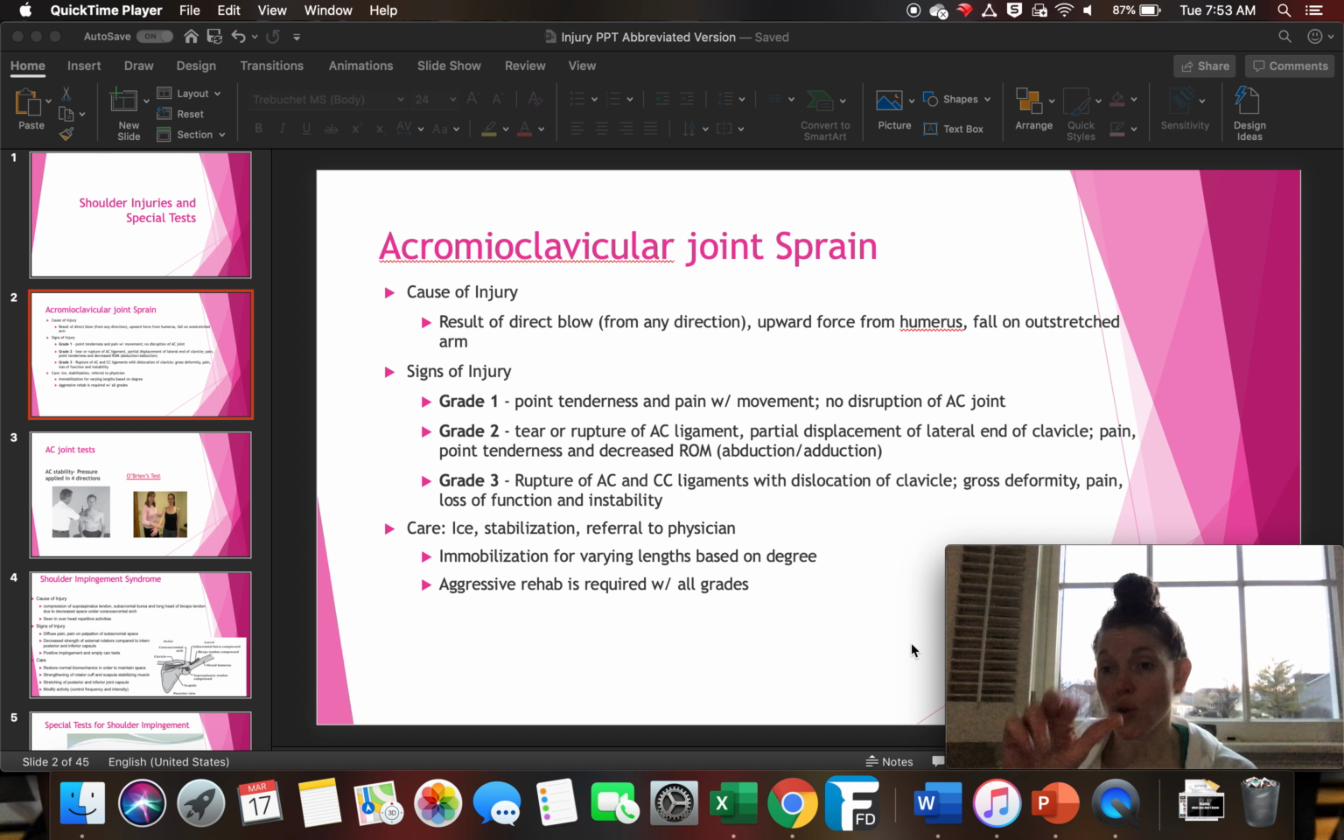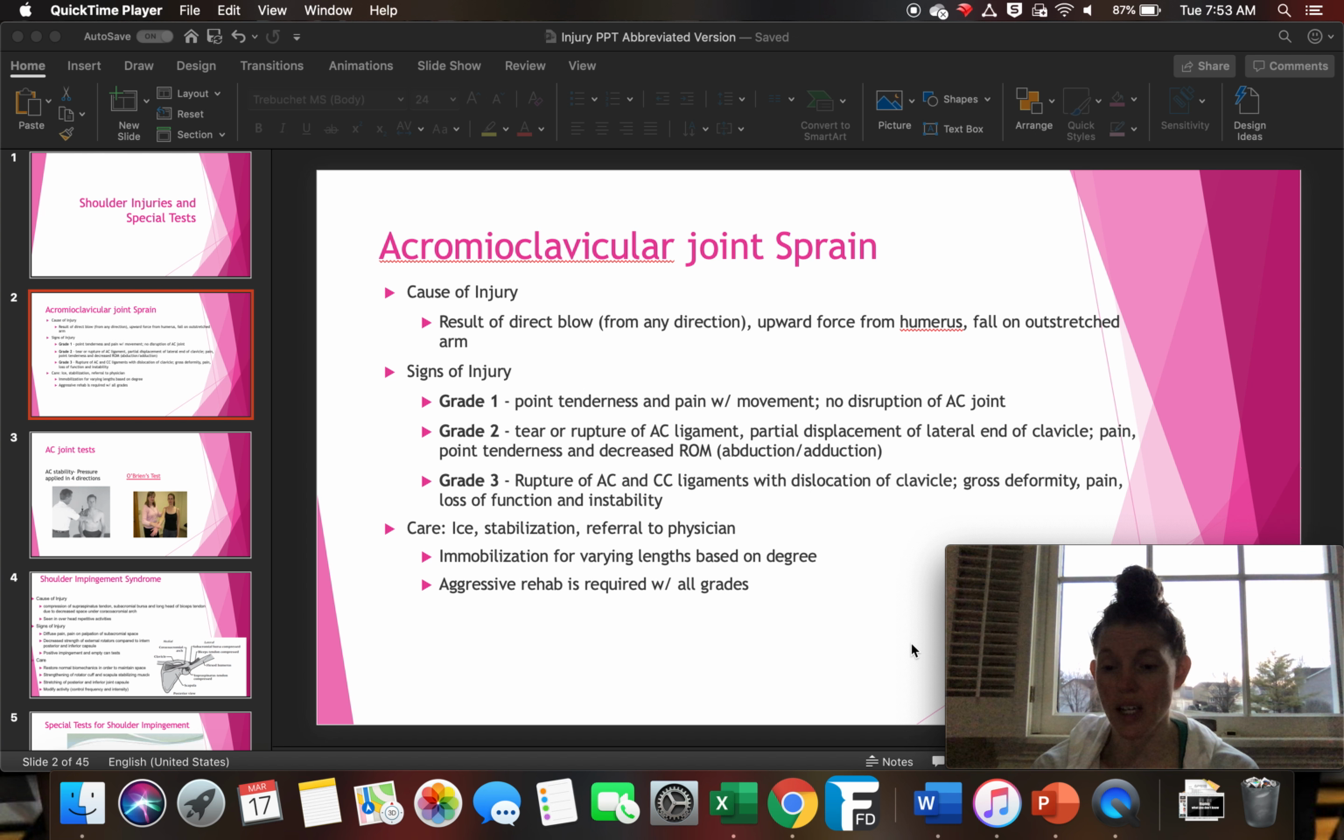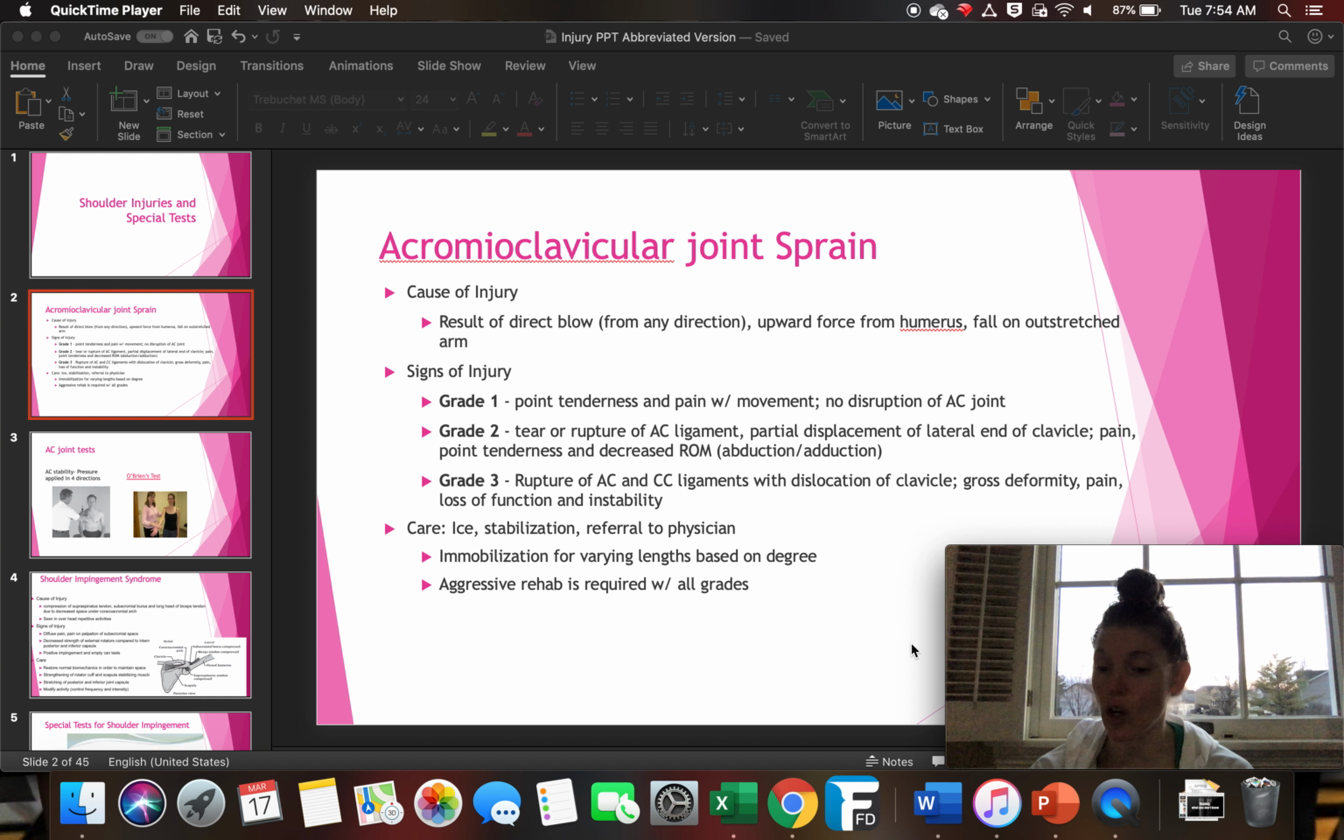If you scroll down to the bottom of your chart, there is a place for special tests, but I'll give it all to you at the end, so you can just fill it in at that point.